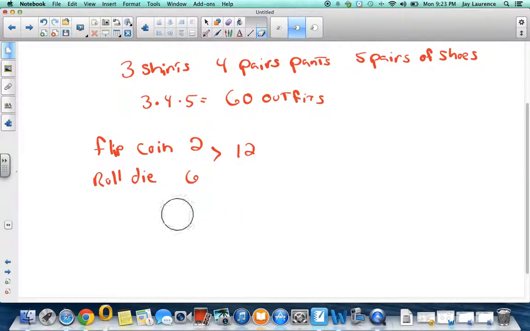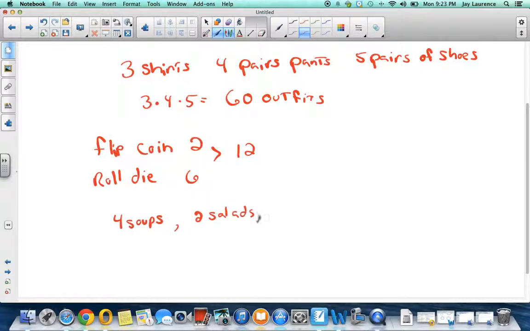So if you go out to dinner and you have a choice of 4 soups, okay, maybe 2 different salads, all right, 6 appetizers, 5 entrees, and let's go 6 desserts. How many different meals can you make that consist of soup, a salad, 1 of the appetizers, 1 entree, and 1 dessert? That'd be a pretty big meal.